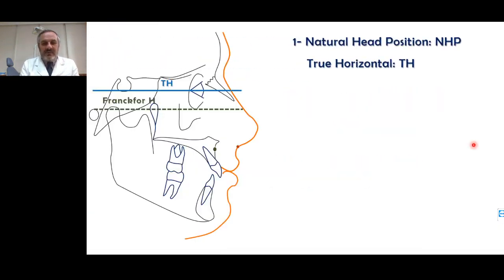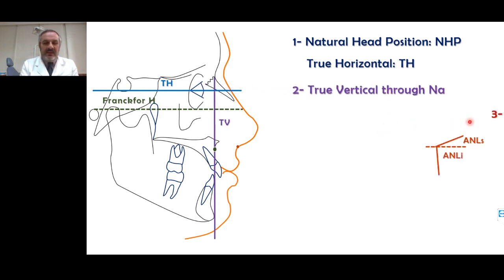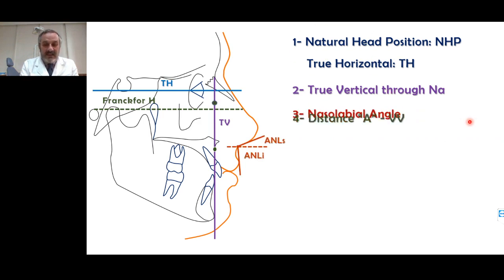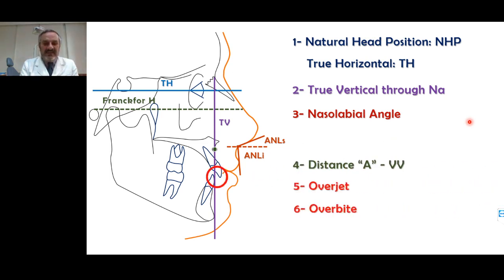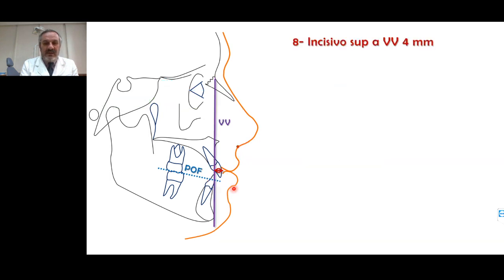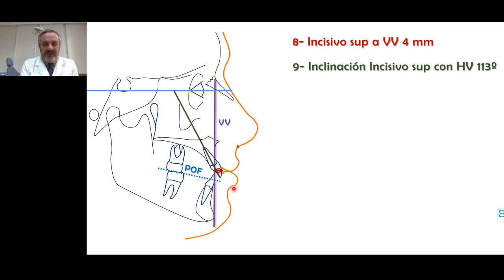We analyze first the natural head position of the patient. We draw the true vertical through the nasion, the nasolabial angle, analyze the distance from the true vertical to the A point, to the maxillary, and analyze the overjet and overbite, and analyze the position of the lower incisor in relationship with the functional occlusal plane. The upper incisor in relationship with the true vertical, 4 millimeters.